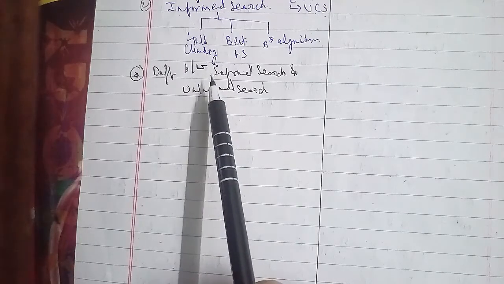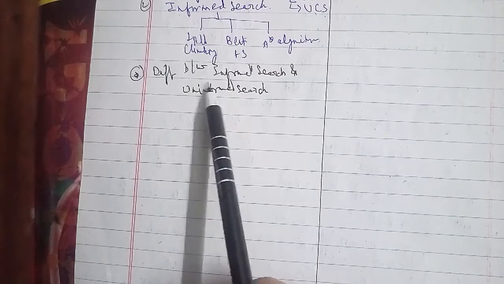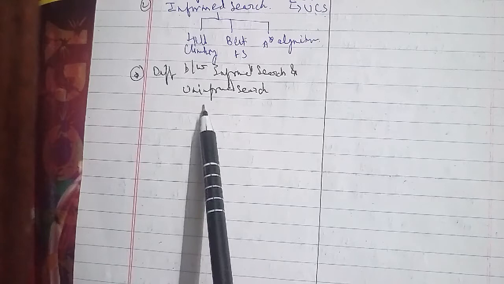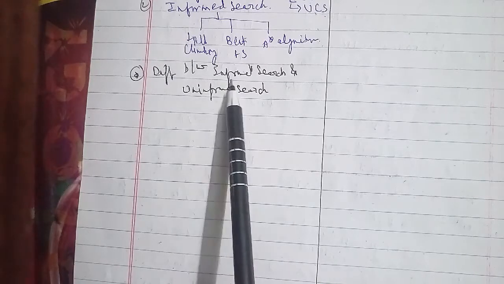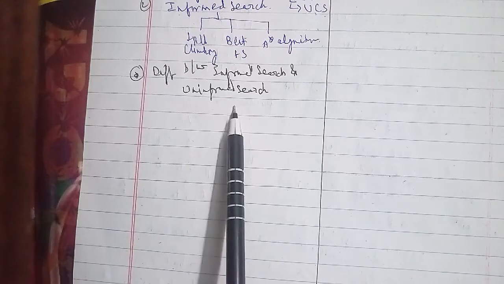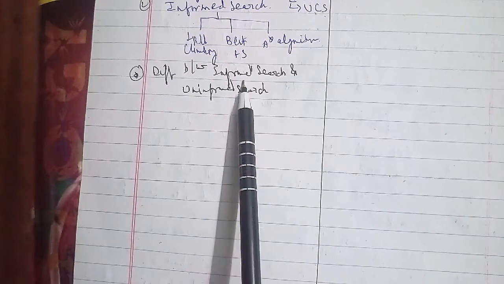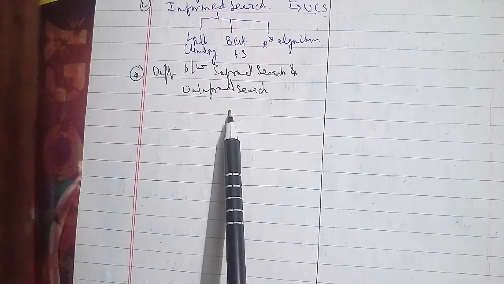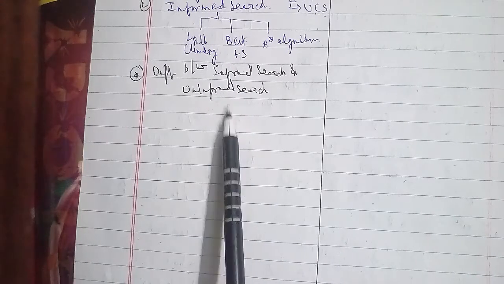For informed search, for example, best first search or the A* algorithm, as I told you about. And for uninformed search, that is breadth first search, depth first search, as well as uniform cost search. Now we'll discuss breadth first search and depth first search in detail. That is very important here.